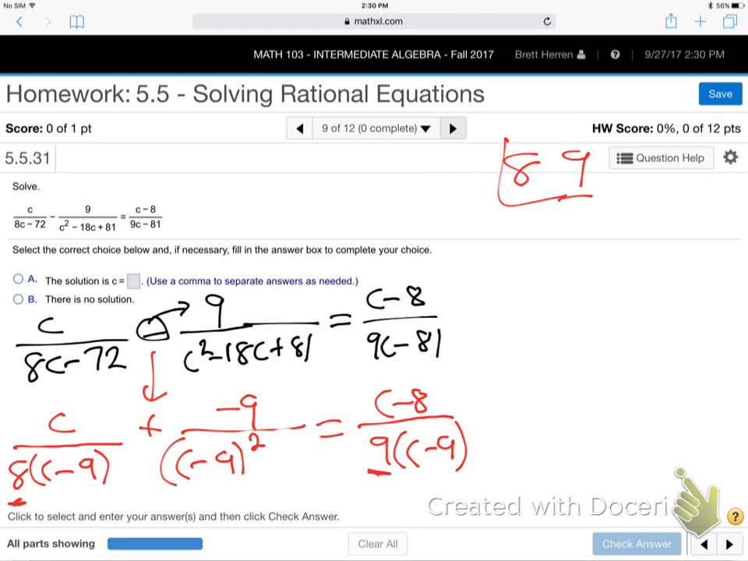Now, what goes in 8 and 9? Nothing. So what do you do then? 72. Just times them, 9 times 8, 72. So the 8 and the 9, their common element is 72.